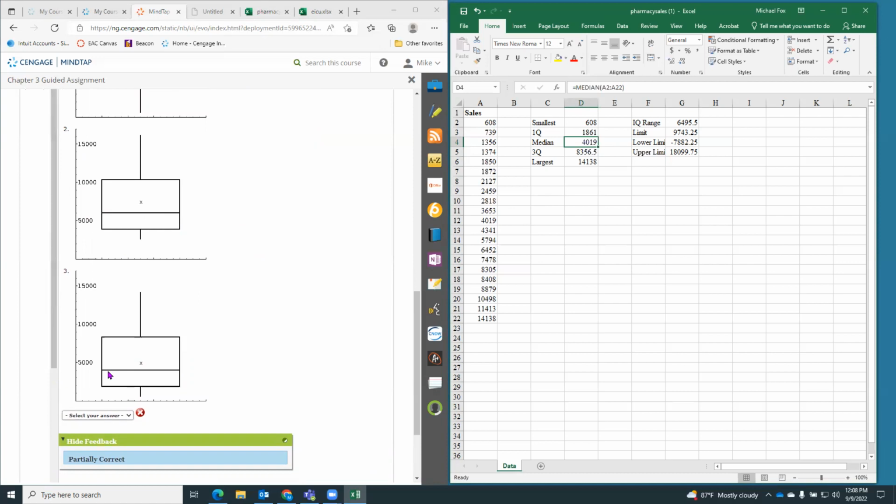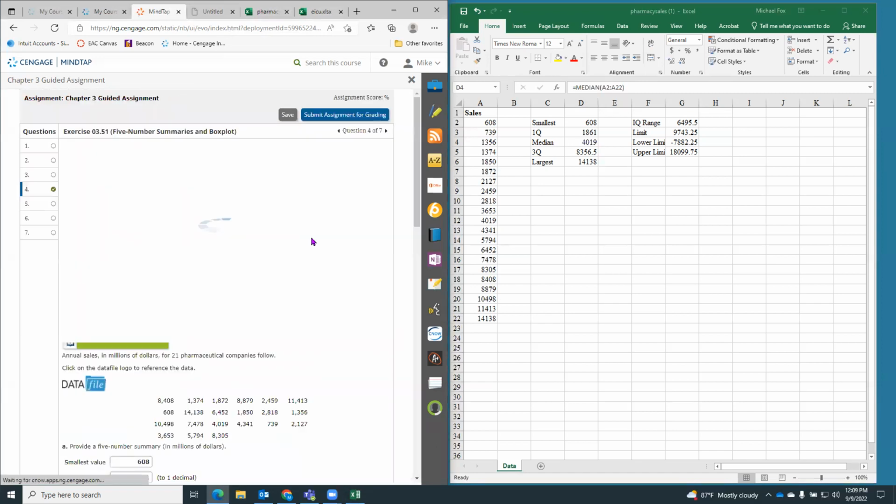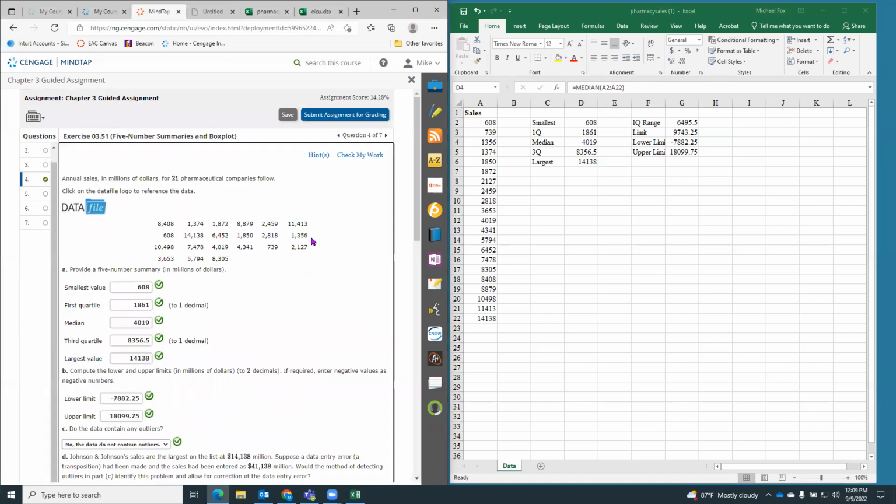If I wanted to, I could also look at the first quartile here, down around just under the 2,000 mark. So 1861. And the third quartile under 10,000, just above the 8,000 mark. So this seems to fit. So I'm going to go ahead and select number 3. Check my work, and I'm good.